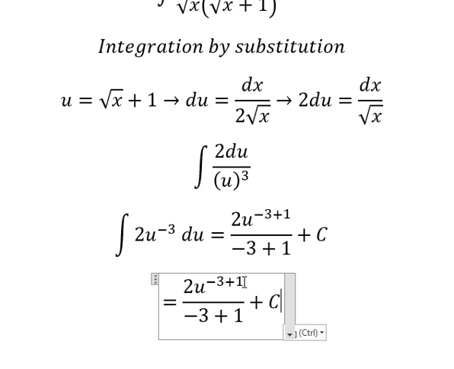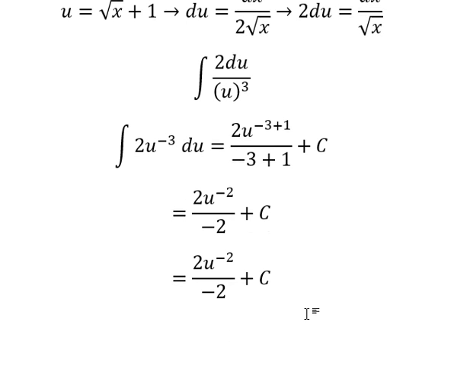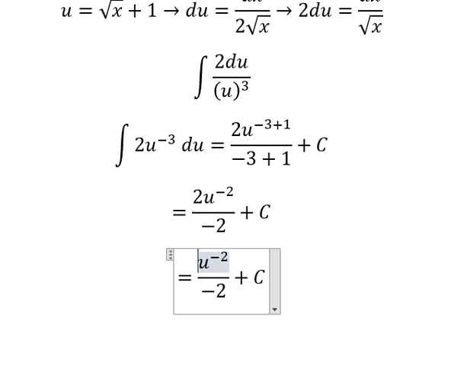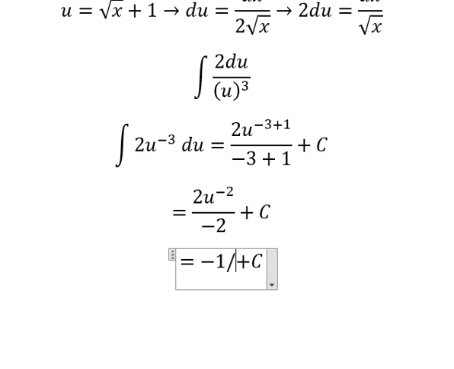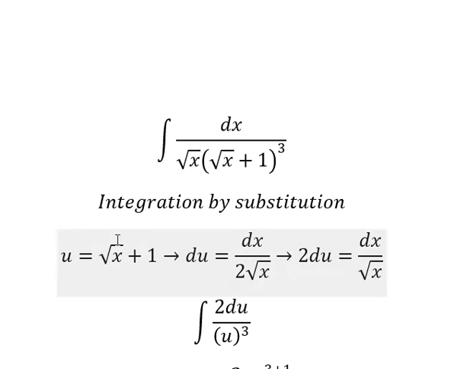This one we have negative 2. 2 divided by 2, we have negative 1. And this one we have negative 1 over u to the power of 2, in terms of u, that is this one.